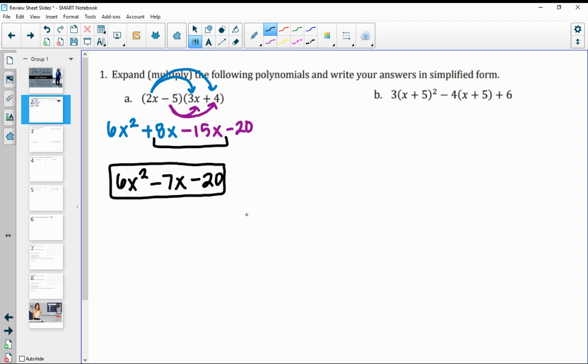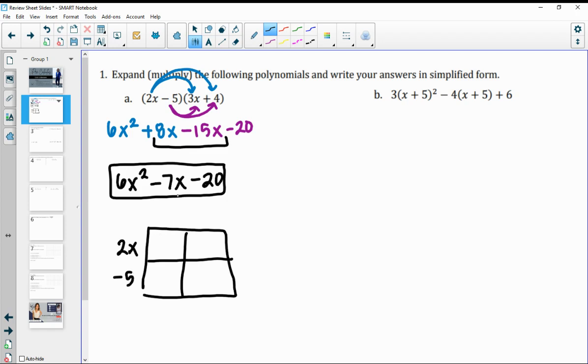If you're doing this in the box, then you would just make a 2 by 2 box since we're multiplying two binomials together. And you would put the binomials on either side. It doesn't matter which side you put them. So I'm going to put 2x minus 5 here. And then I'm going to put 3x plus 4 here. Then we just multiply the columns by the rows and put it where it intersects.